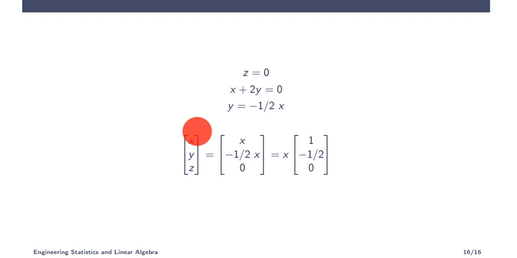Now the set x, y, z has 3 values: x, y is minus half x, and z is 0. So if you take x outside, [1 minus half 0]. So the null space is a linear combination of the vector [1 minus half 0]. So this is the null space. This is all about our column space, vector space, subspace and null space.